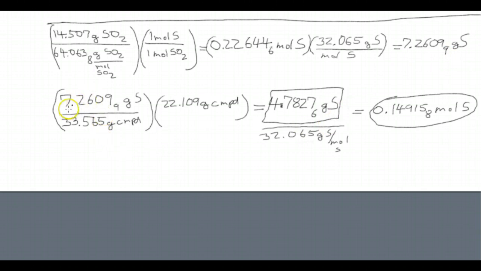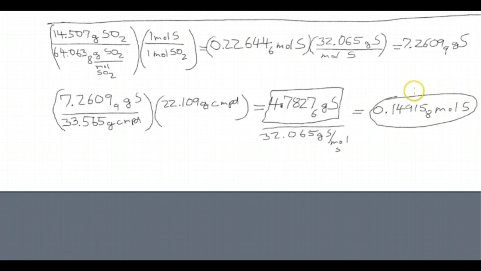So all we do is take the mass of sulfur in 33.565 grams of the compound, divide by 33.565 grams of the compound, times the mass of the compound we're interested in, 22.109, and this will tell us how many grams of sulfur there were in 22.109 grams of the compound. The reason we can do this is because the ratio of the mass of the sulfur to the mass of the compound is the same. It doesn't matter how much of the compound you have. So we have grams of sulfur, there's a box around it, divide by the molar mass of sulfur, gives us moles of sulfur. Circle around it.